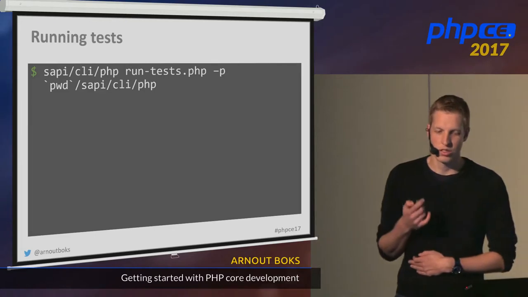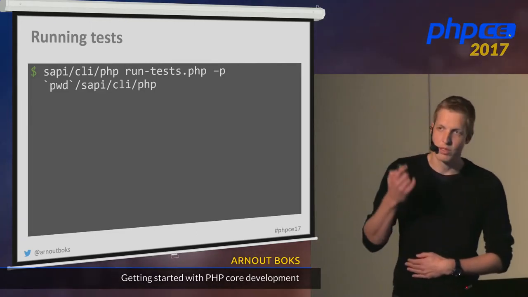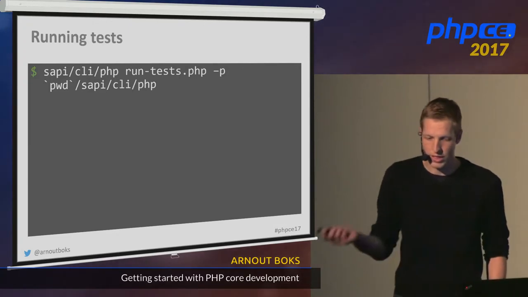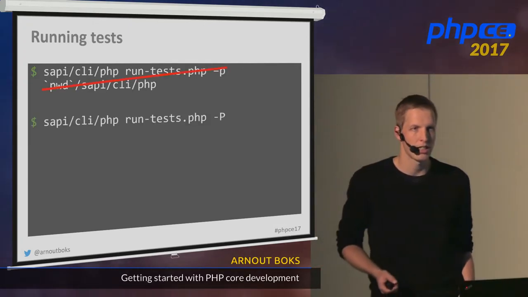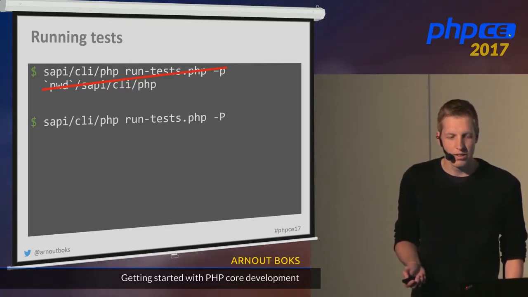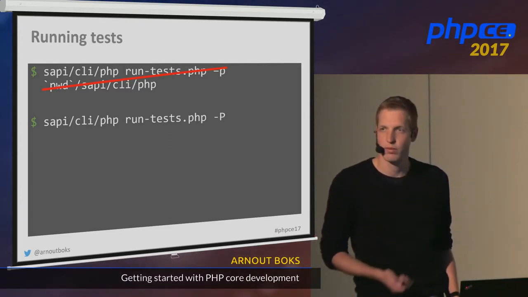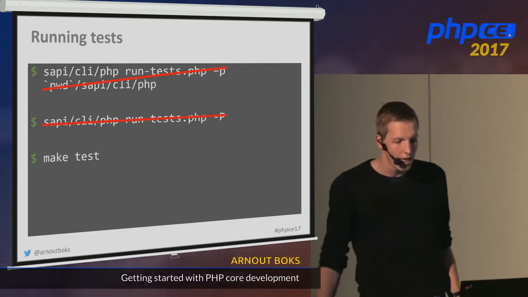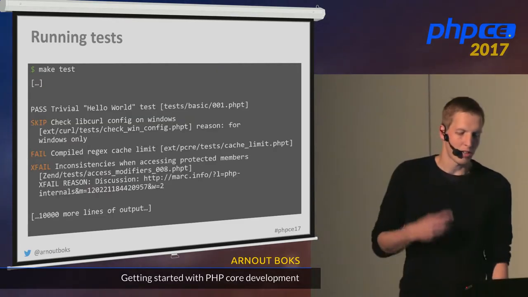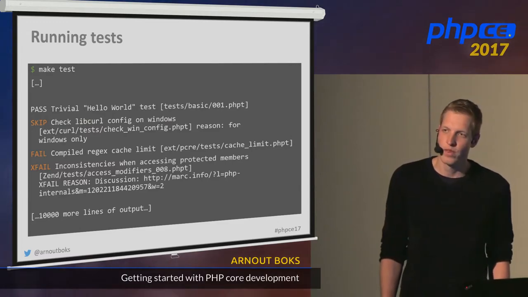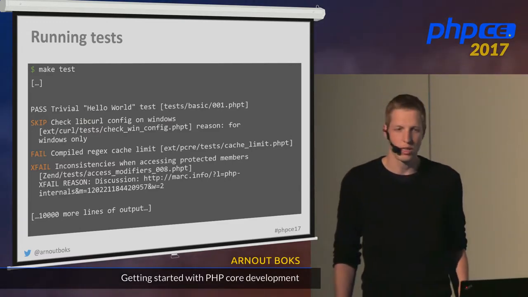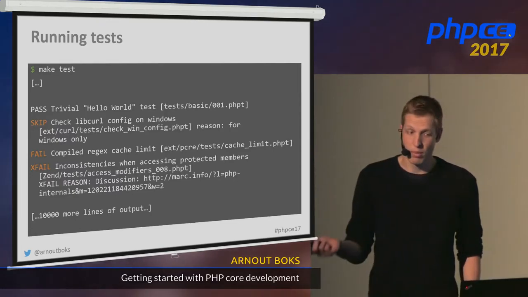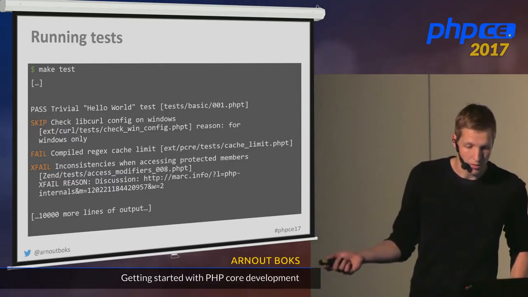If you want to use the script running runtest.php as the system under test, there's a shortcut for that. So you can just use -P. And there's even a shortcut for that, which makes it all easier to remember. You can just run make test. And if you do so, you get about 10,000 lines of output, of which most should say something like pass, but you will also get some things with skip, fail, or exfail.